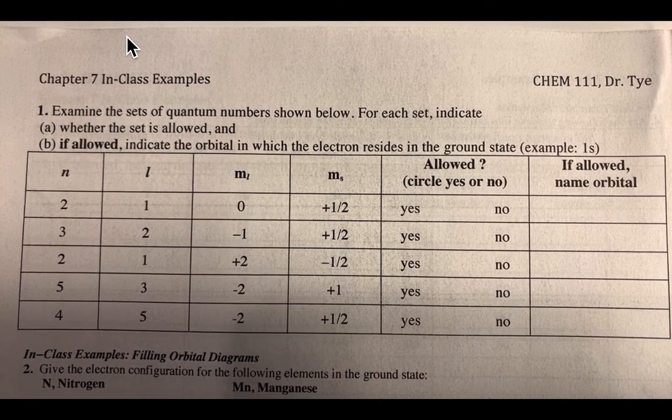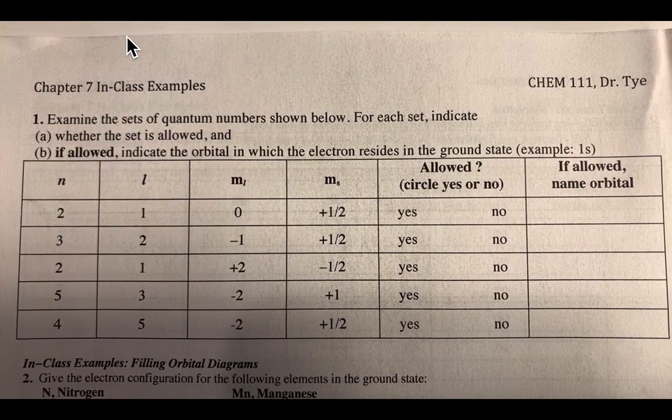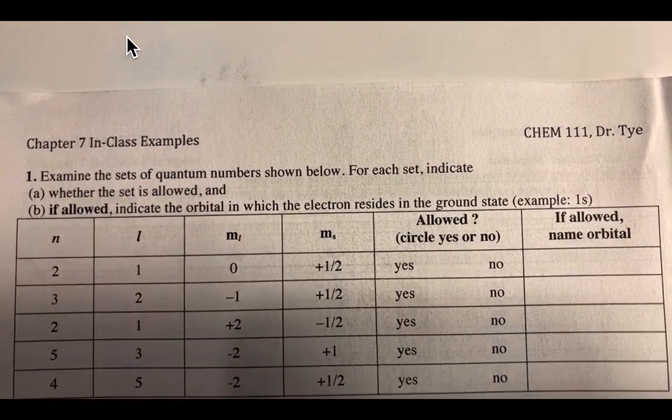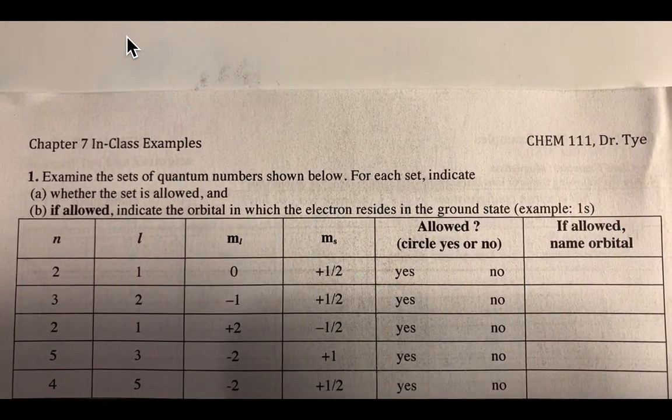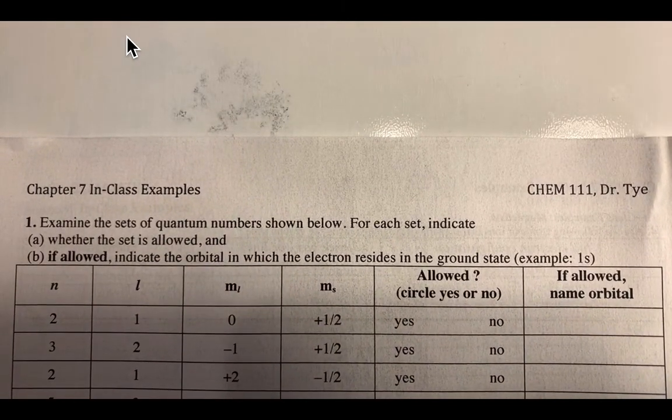All right, for this first question that we have here, we're given 5 sets of quantum numbers, and they're asked to decide whether those sets of quantum numbers are allowed or forbidden by the rules of quantum mechanics. If they're allowed, then you're asked to name the orbital that they describe. All right, well, what's all this talking about?